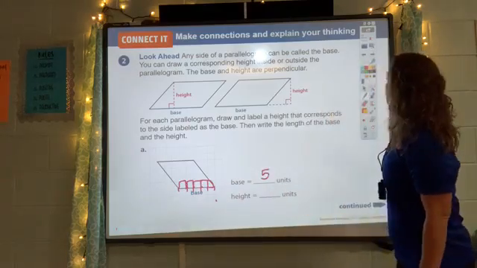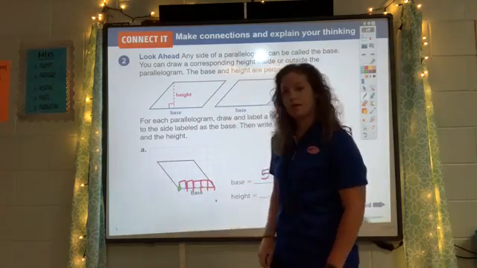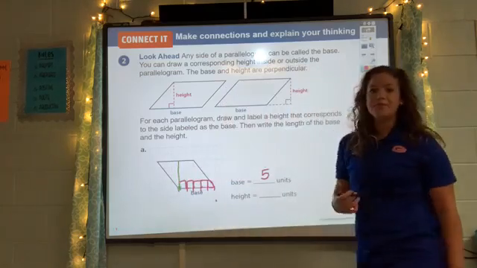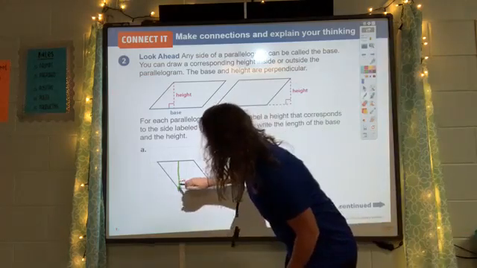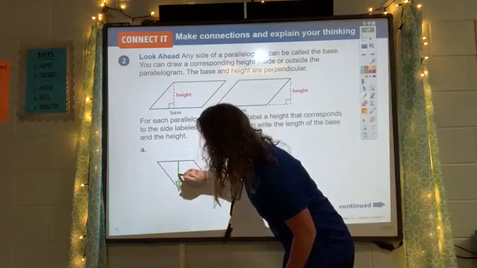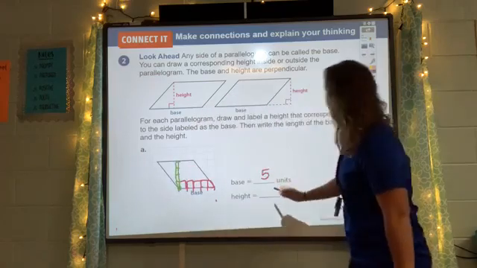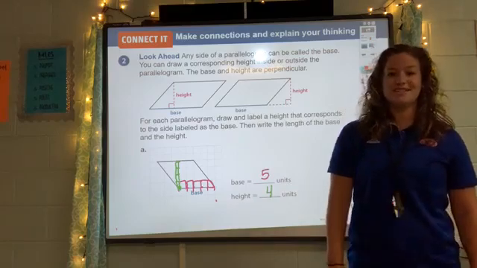Now, we're going to go from the corner, which here's a corner, all right? And we're going to go all the way up until it meets another base. And then we're going to count those units that way. So we've got 1, 2, 3, 4. So we know the height is 4 units. Okay?